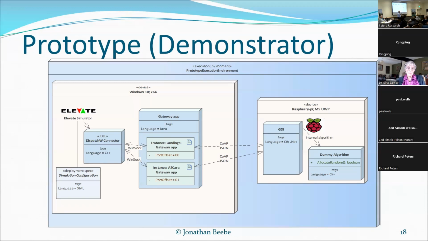And in order to show that it's technology independent, the Elevate simulator runs on a Windows platform, my laptop, but the GDI actually runs on a Raspberry Pi, which has about as much computing power as your smartphone, and it has a different operating system. It's programmed in a different language. So I think that has proved that it is not dependent on some specific technology. And that's about it, I think.